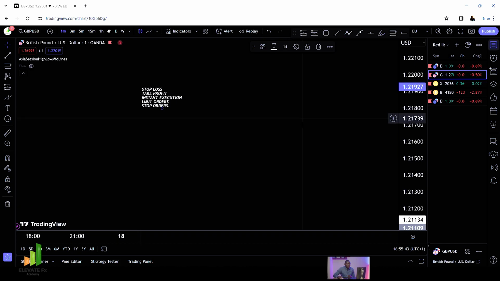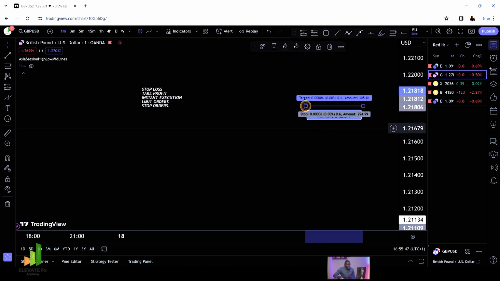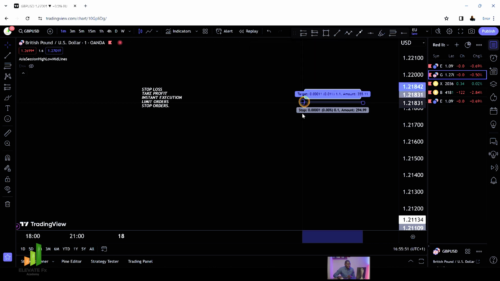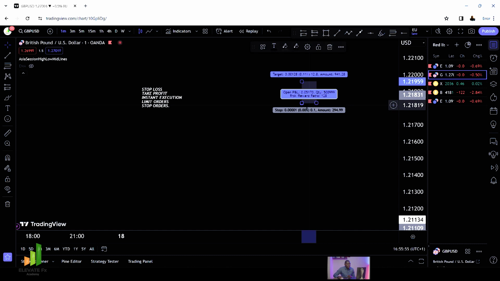the price of 1.21800, right? And you're expecting price to move in your favor. Let's say you're expecting price to move a certain amount of steps, right? There's what we call those steps. It's referred to as pips.